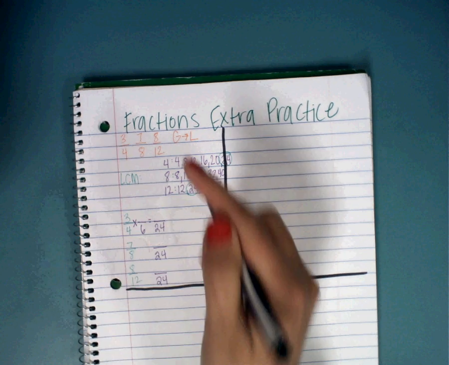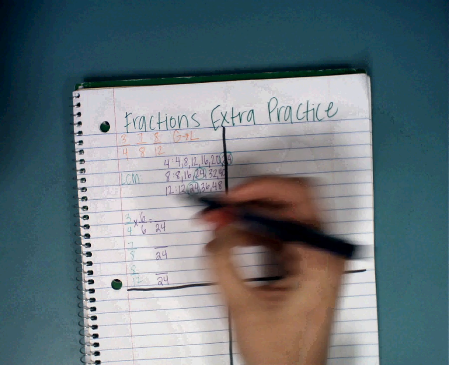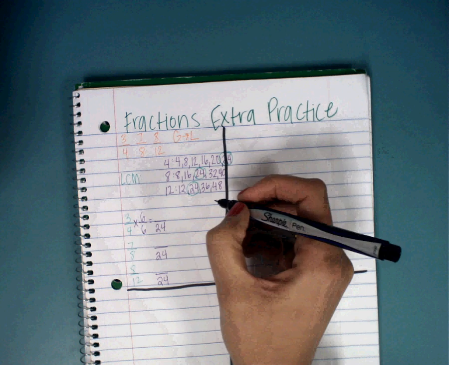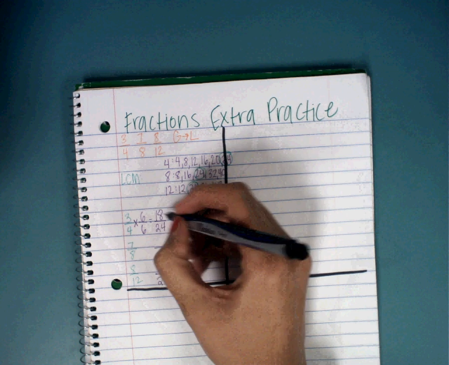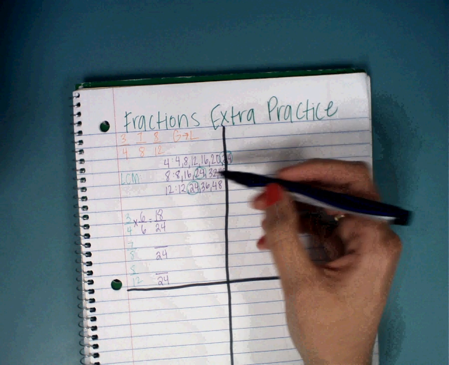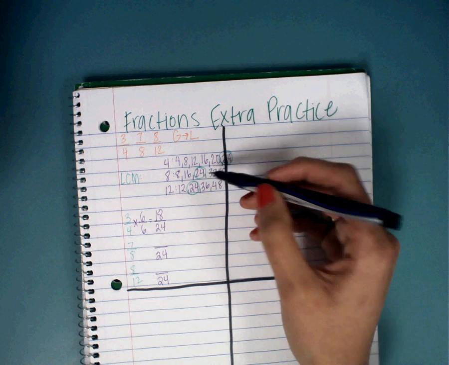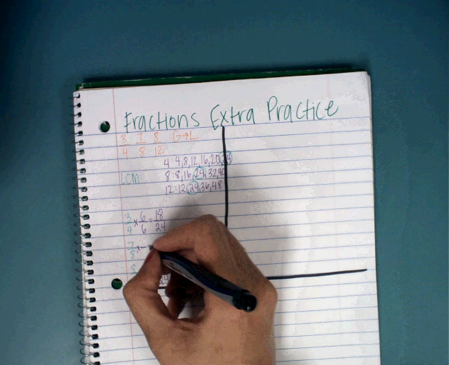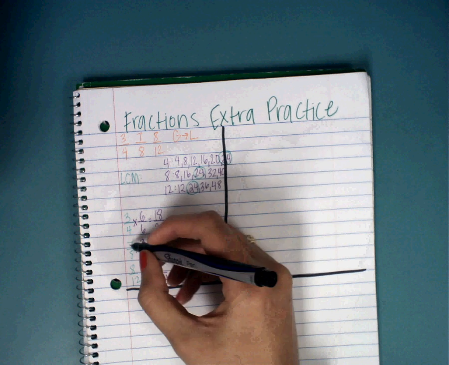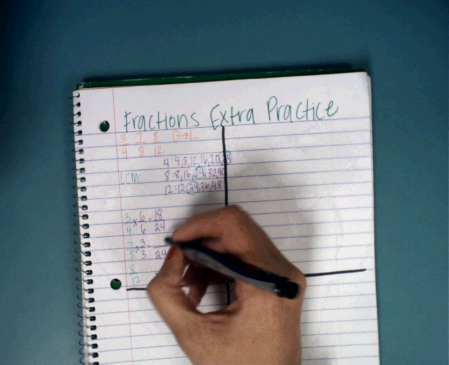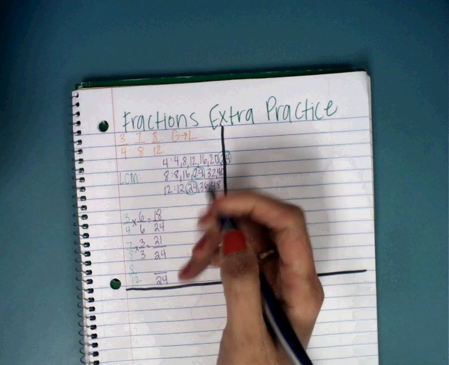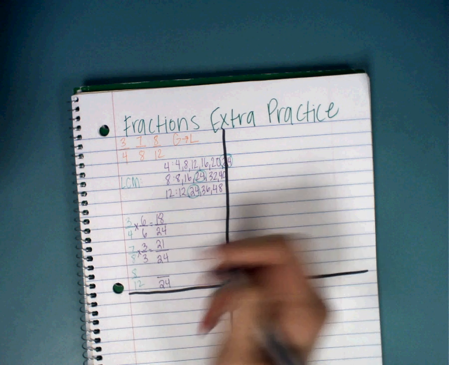Okay, 8 times what equals 24? 1, 2, 3. 3. So what does this have to be? A 3. What's 7 times 3? 21. Okay. So 21/24ths is equal to 7/8 down here. 12 times something equals 24. 1, 2. So 8 times 2 is 16.